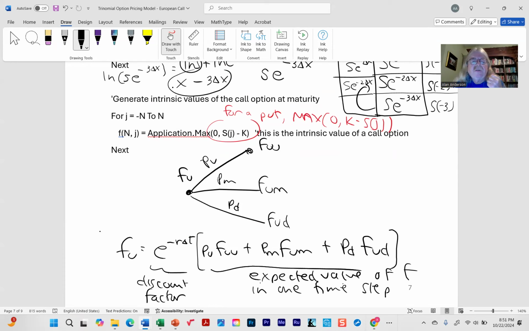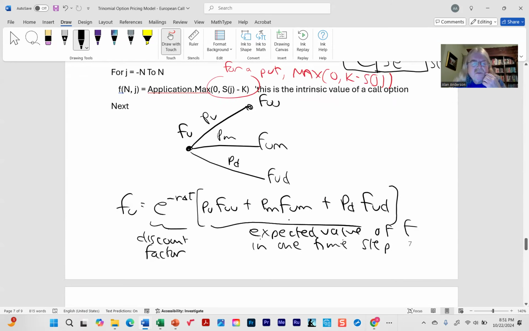And so the value of the option at node FU is, as we've seen in the past, inside the brackets, we have the expected value of the option in one time step. What we've done is we've created a weighted average of the 3 nodes that we can reach in the next time step, weighted by the probabilities of reaching those nodes. This is all collectively known as the expected value of F in one time step. And then we discount that back 1 period because these 3 nodes occur 1 period in the future. And so that gives us a value for FU.